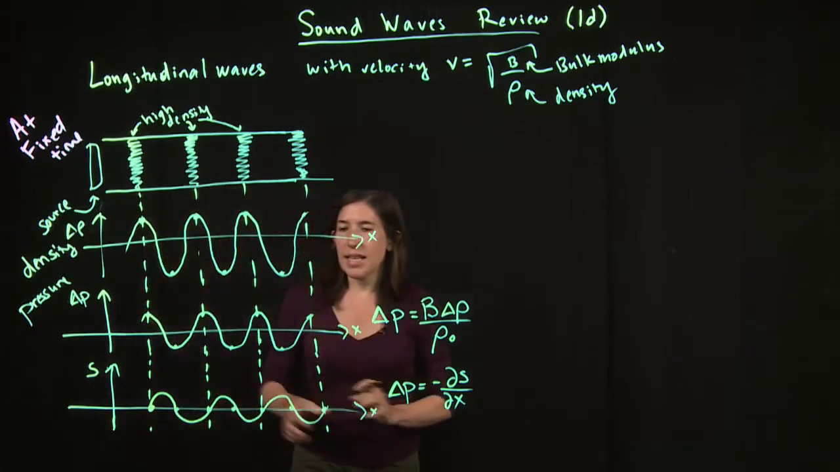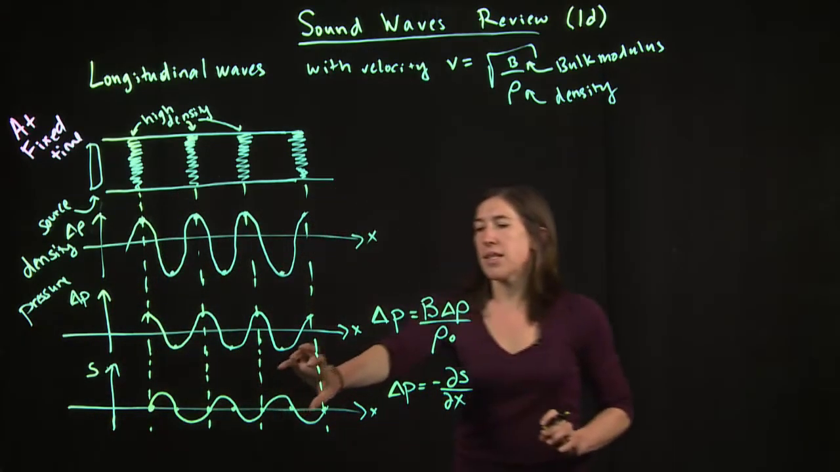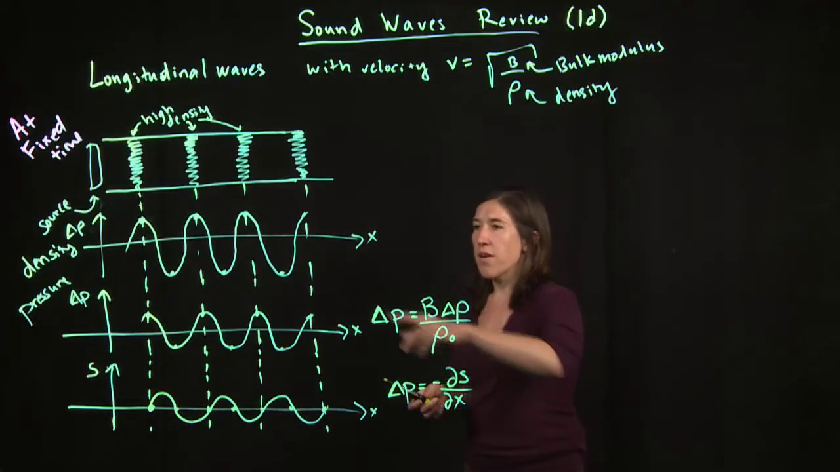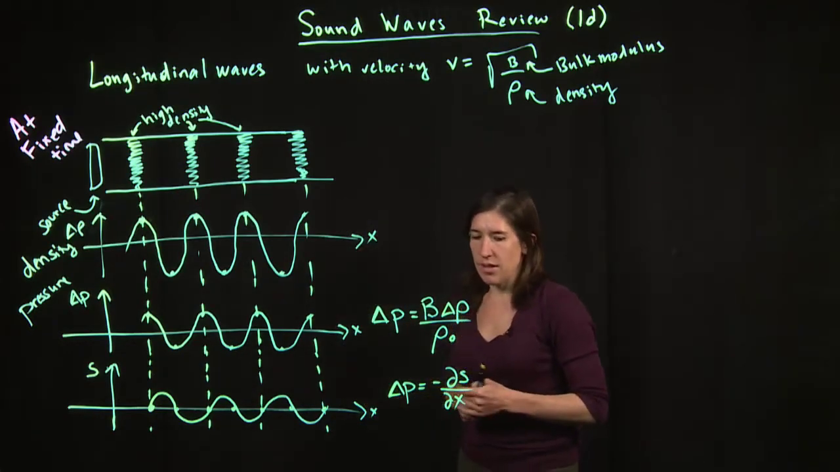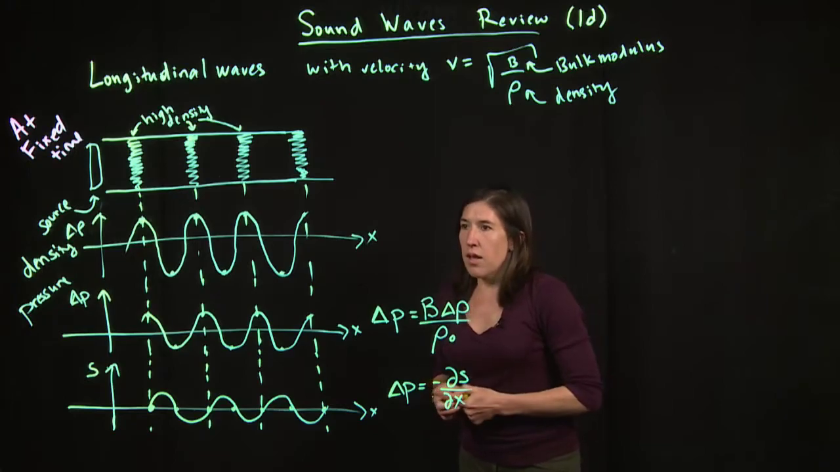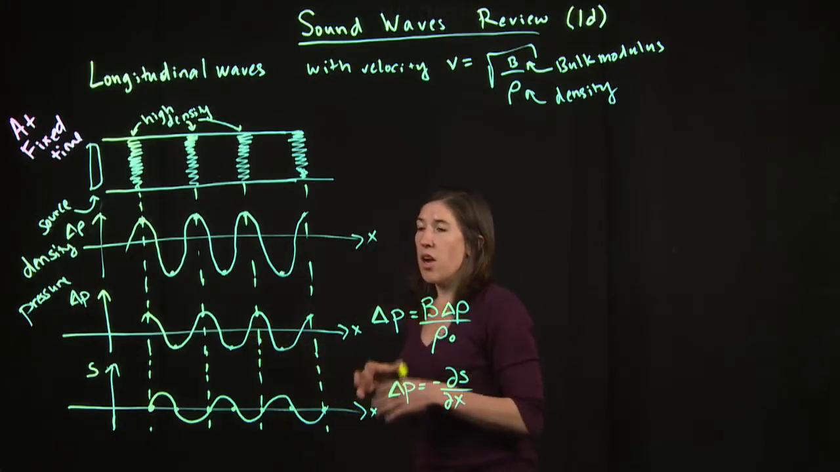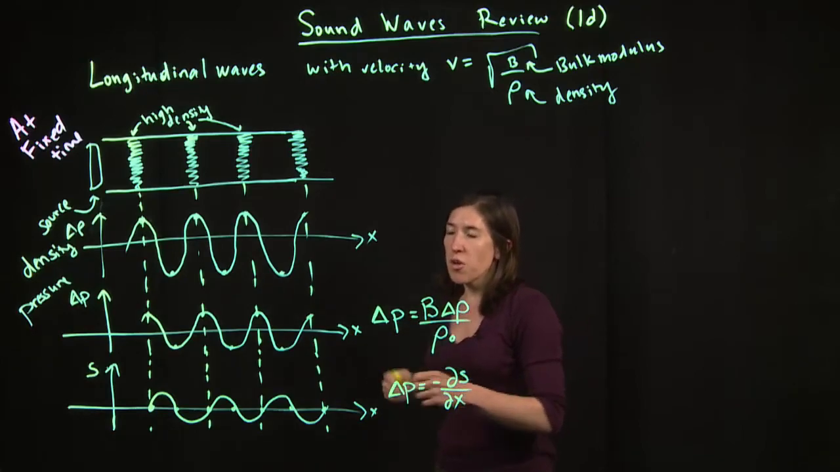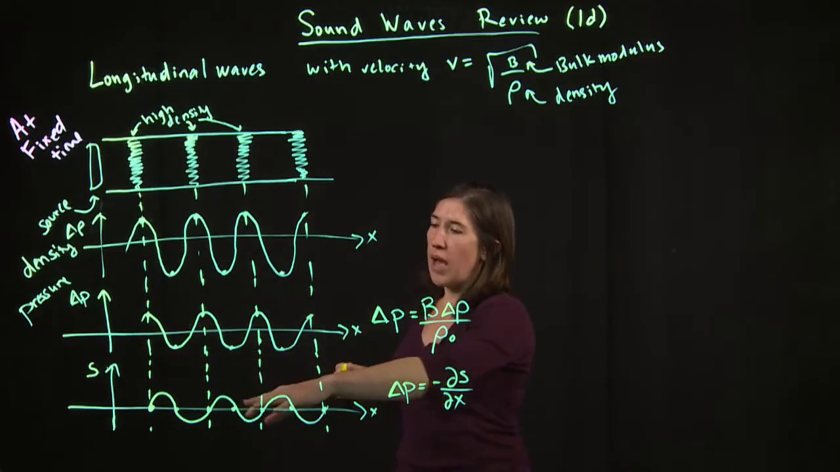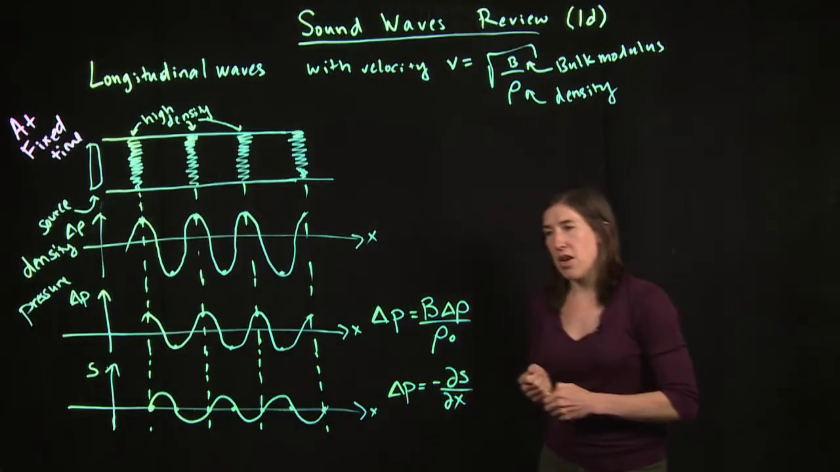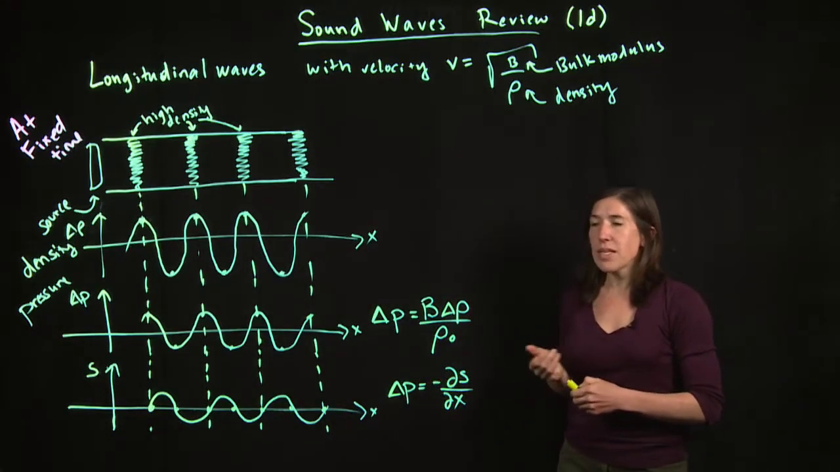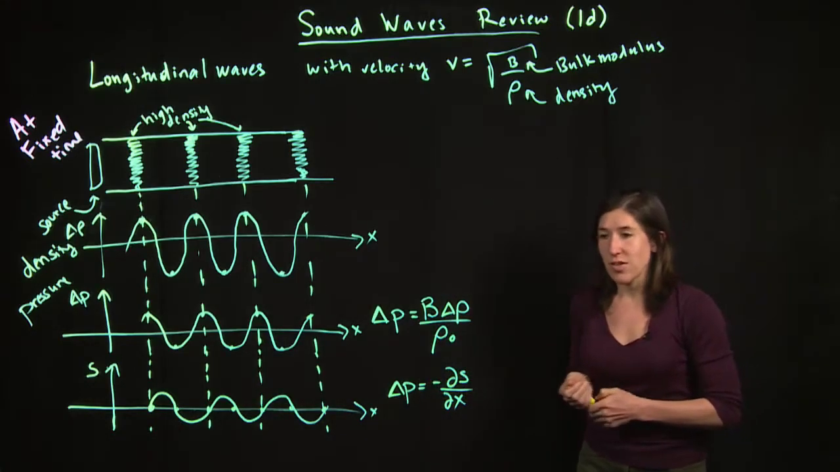So what you see is that the displacement curve is offset by 90 degrees from the density and pressure curves. And what that means is, when you consider, for instance, harmonics of sound waves, where you have pressure nodes, you have displacement antinodes. And when you have displacement nodes, you have pressure antinodes.